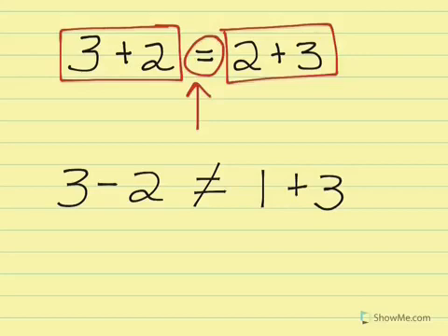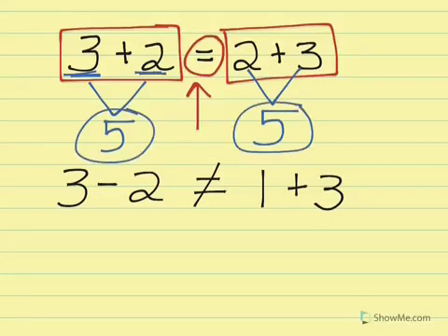I know that's true because 3 plus 2 is 5. The commutative property tells me when I add, it does not matter the order. On the other side of the equation, I have 2 plus 3, which is also 5. Since each side equals the same amount, I know that they are equal.